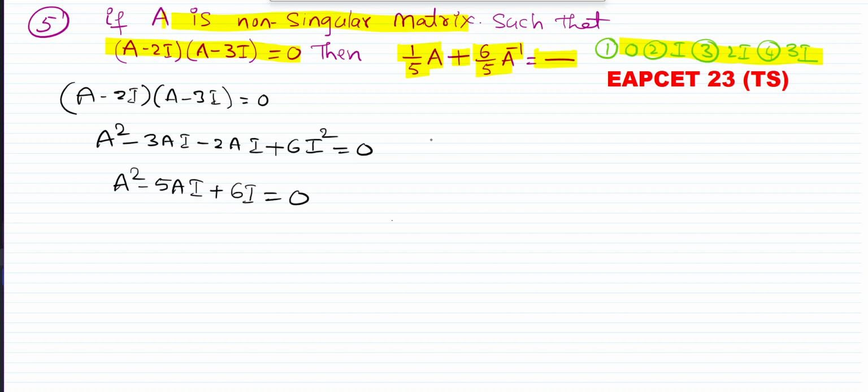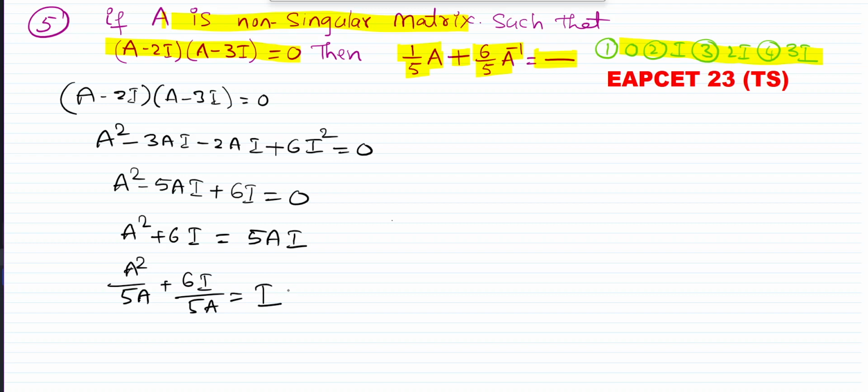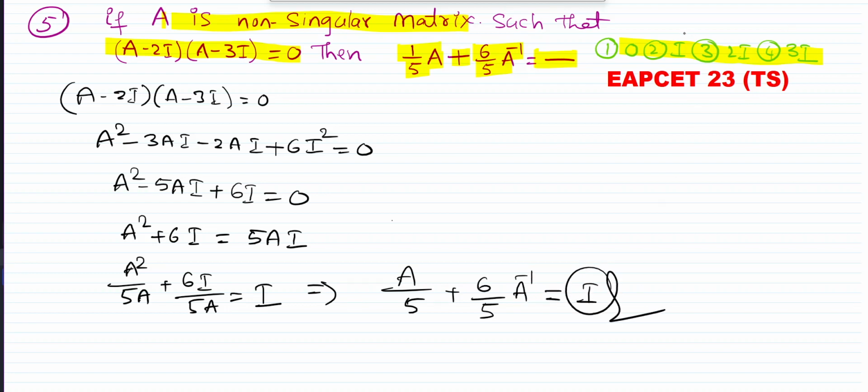Here it is asking for A/5, so this is A square plus 6I is equal to 5AI. Dividing the total equation by 5A, this is A square by 5A plus 6I by 5A is equal to I. That is A/5 plus 6/5 into A inverse is equal to I. For this, the second option is the correct answer.